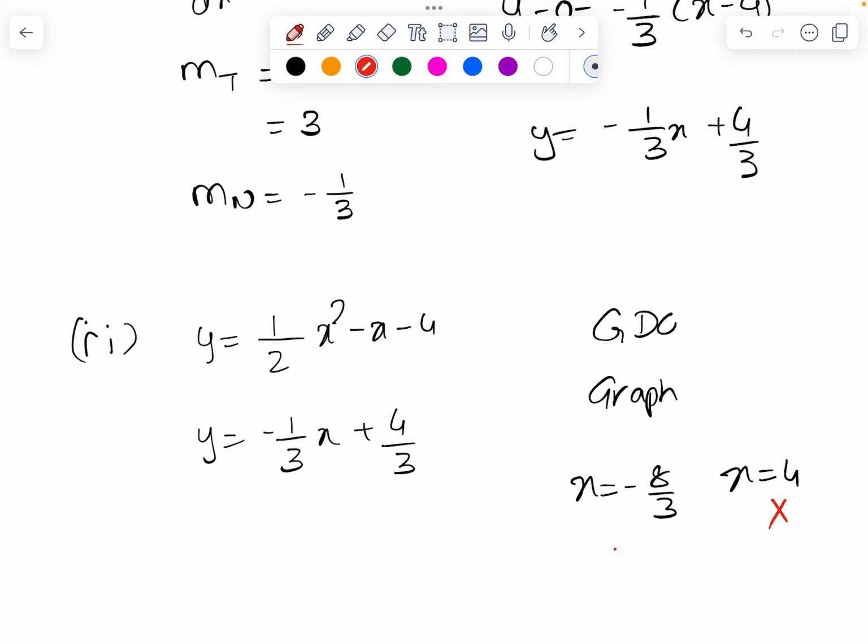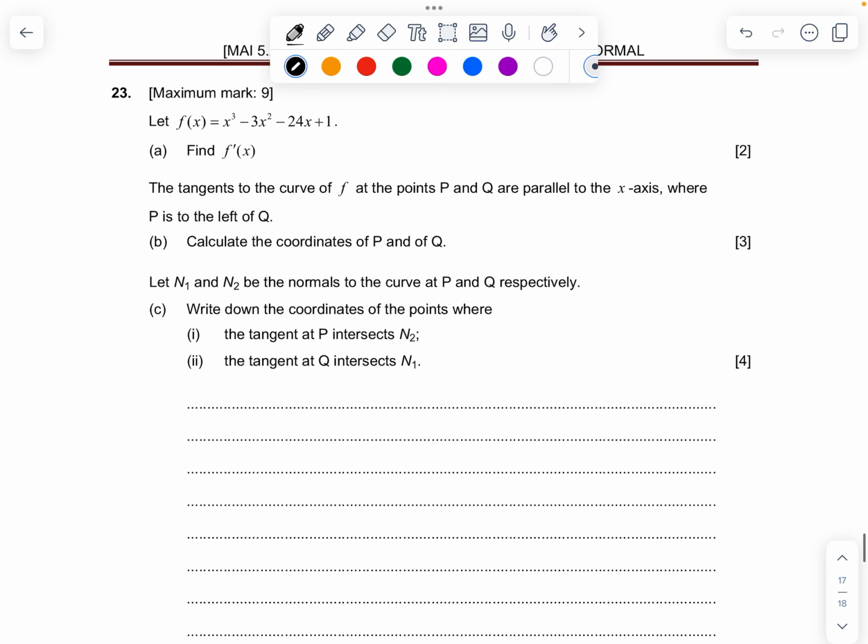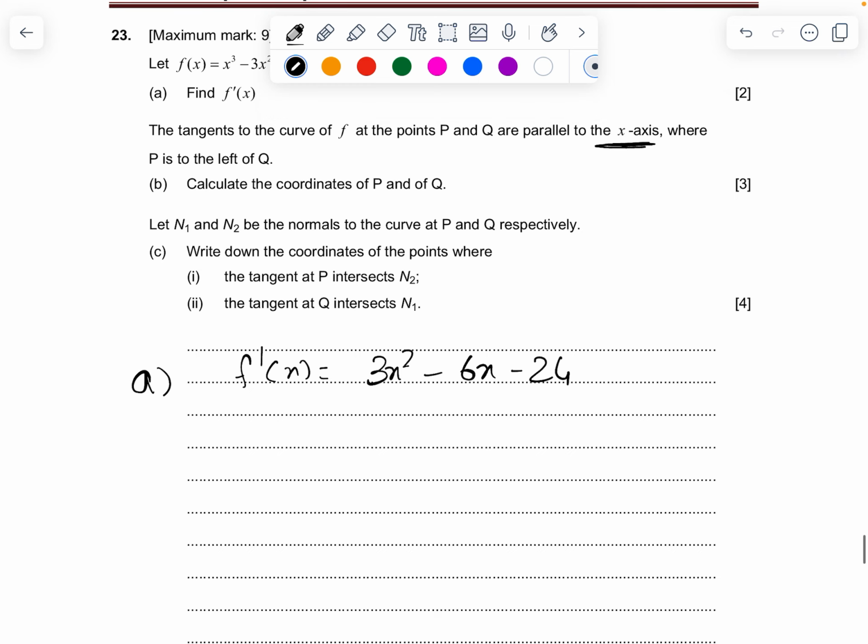x equals 4 was already used, so the answer is x equals negative 8 by 3. Question number 23. Find f prime x. f prime x will become 3x squared minus 6x minus 24. The tangent to the curve at P and Q is parallel to the x-axis. Calculate the coordinates of P and Q.